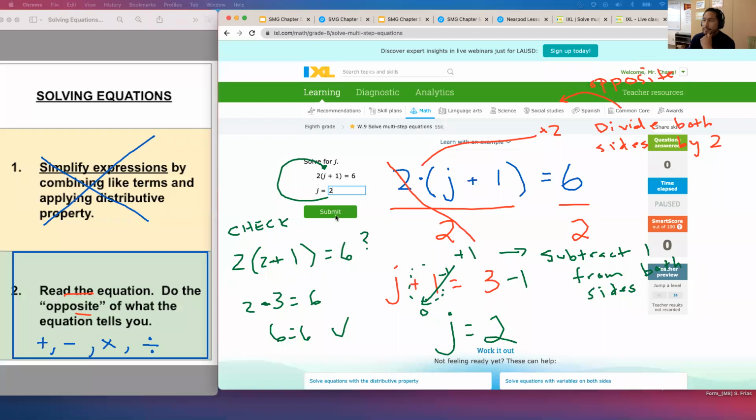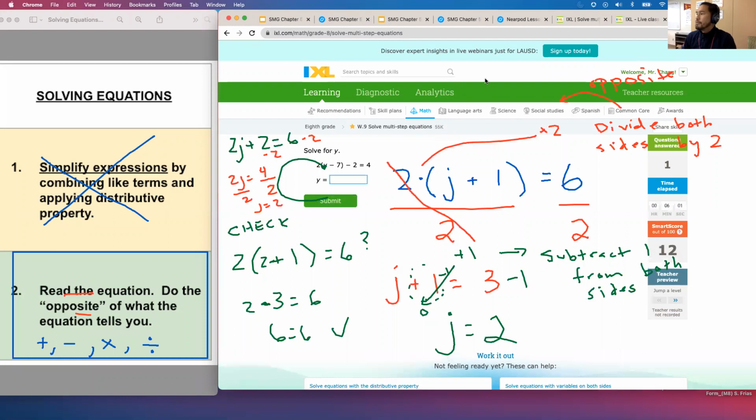I can hit submit. And just really quickly, some of you saw these parentheses and thought distributive property, which is great. You can do the distributive property. You get 2j plus 2 equals 6. Then same thing. Read the equation, do the opposite. It's telling me to add 2 to 2j. I'm going to subtract 2 from both sides, and that's going to leave me with 2j equals 4. 2 times j, do the opposite of that. Divide by 2 instead of multiplying 2 times j, and you get j equals 2. So if you did the distributive property, you would have gotten the same answer. You hit submit, and you're good to go. Woohoo!